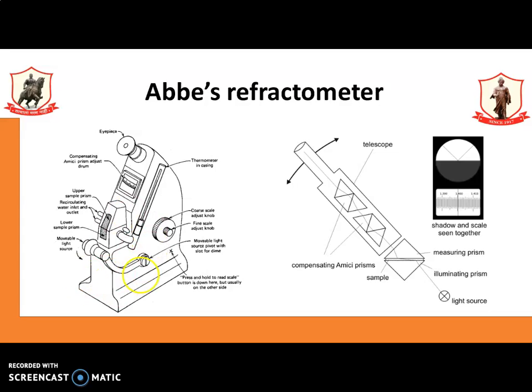Now this is a schematic representation of Abbe's refractometer. In this, a beam of white light reflected from a mirror enters into the lower prism. This is the lower prism, which is called the illuminating prism, whose upper surface is rough, which acts as a source of an infinite number of rays, which pass through a 0.1 mm thin layer of liquid in all directions.